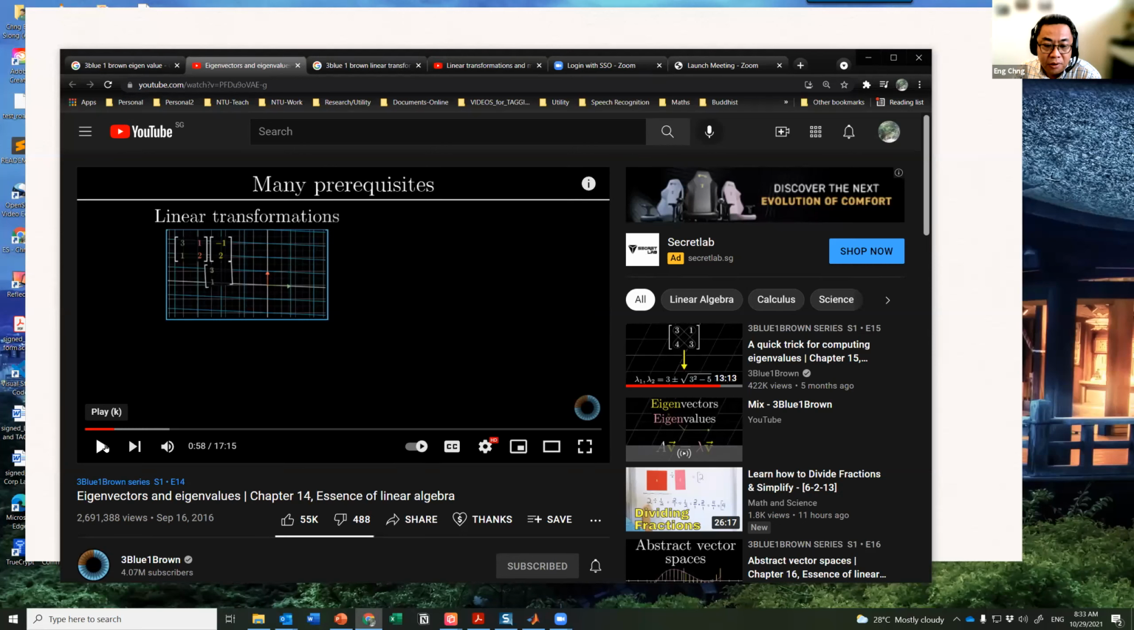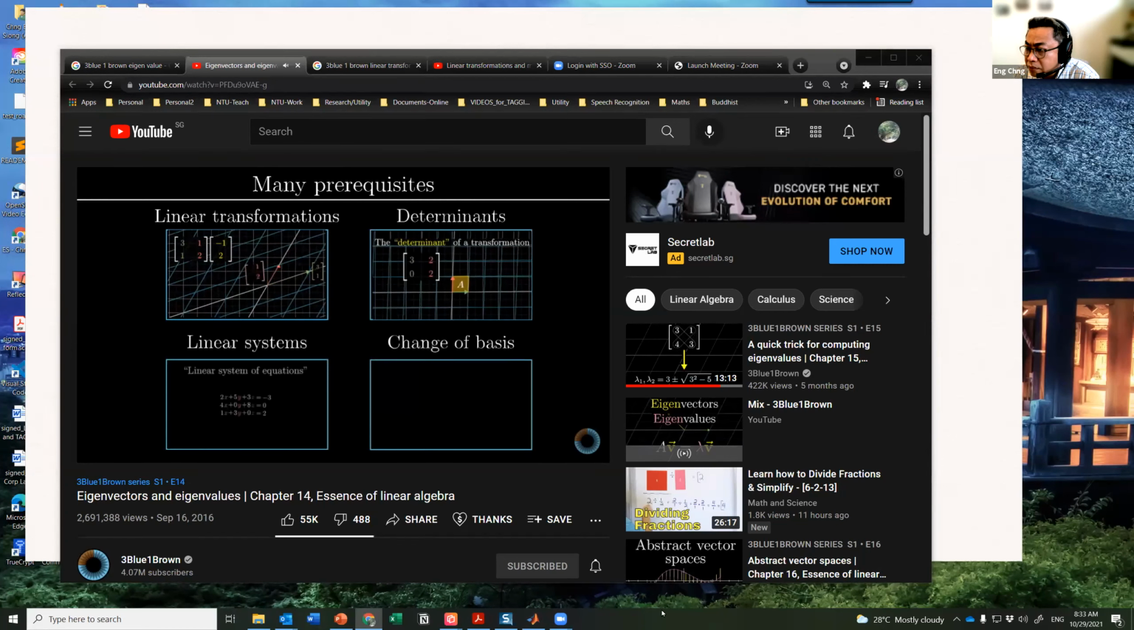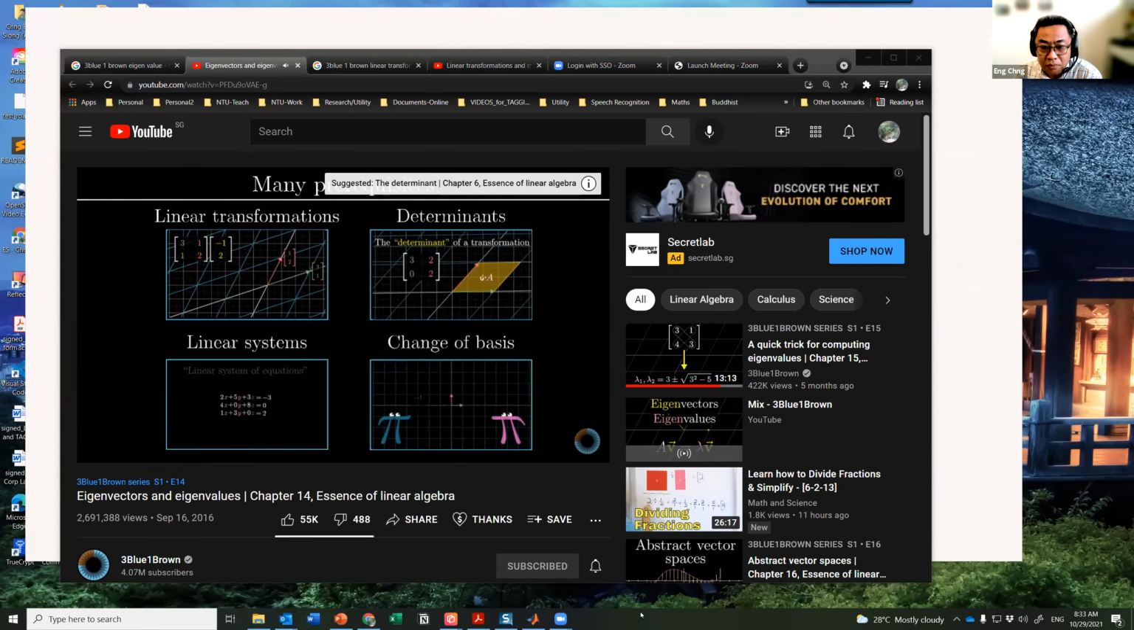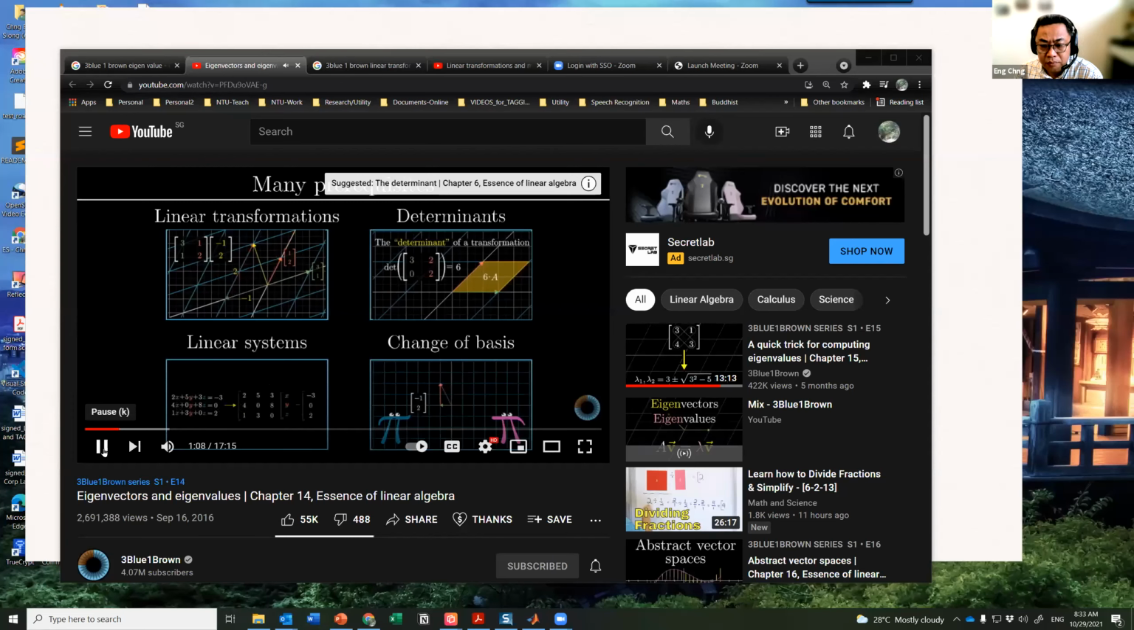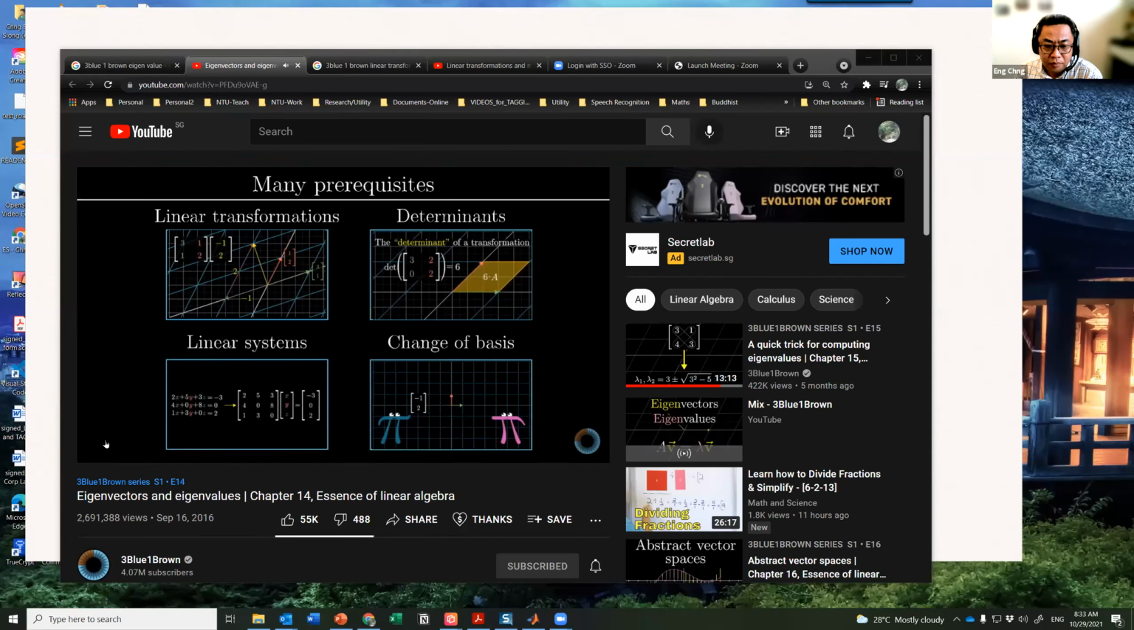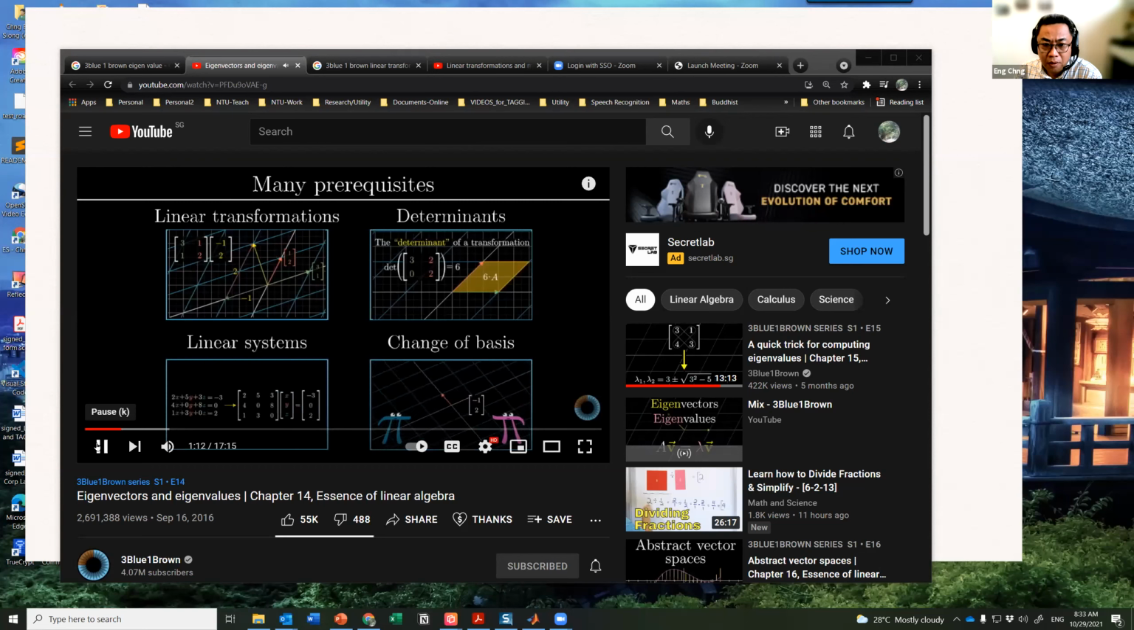Most important here is that you know how to think about matrices as linear transformations. But you also need to be comfortable with things like determinants, linear systems of equations, and change of basis. Confusion about eigenstuffs usually has more to do with a shaky foundation in one of these topics than it does with eigenvectors and eigenvalues themselves.